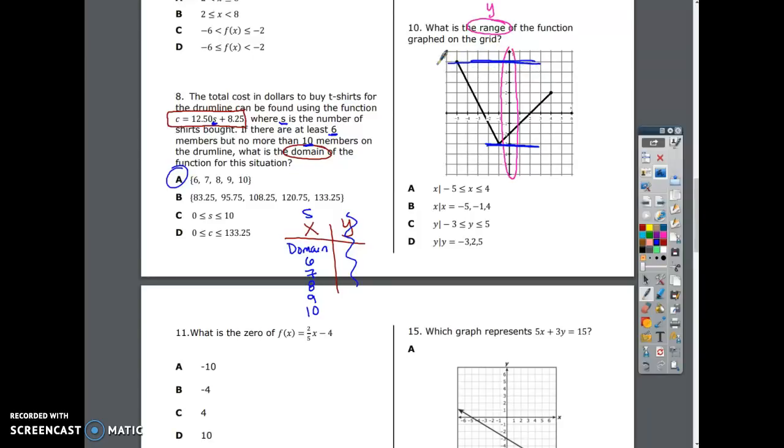What is the lowest number? -3. What is the highest number? +5. There's only one answer that says that. Okay?